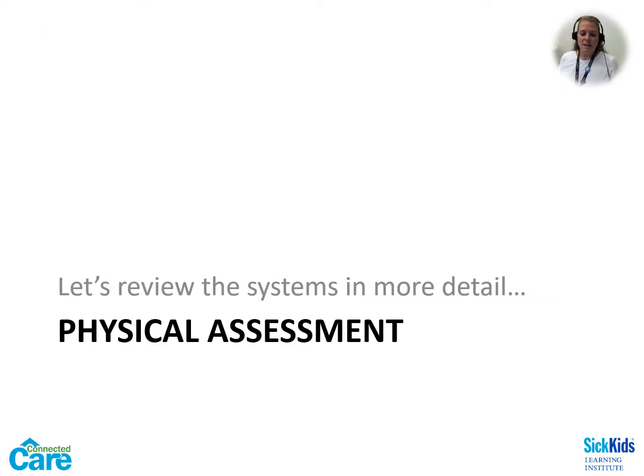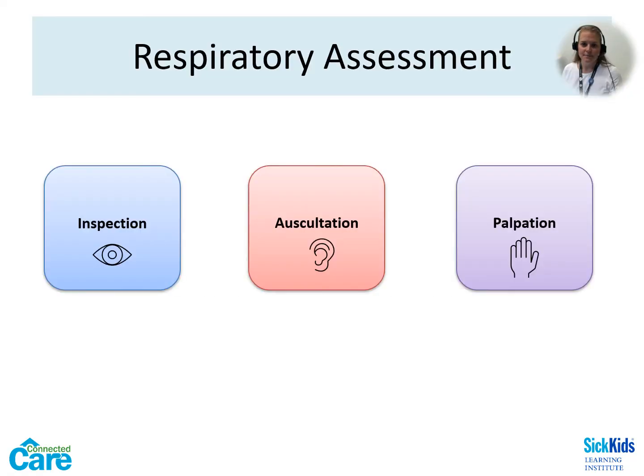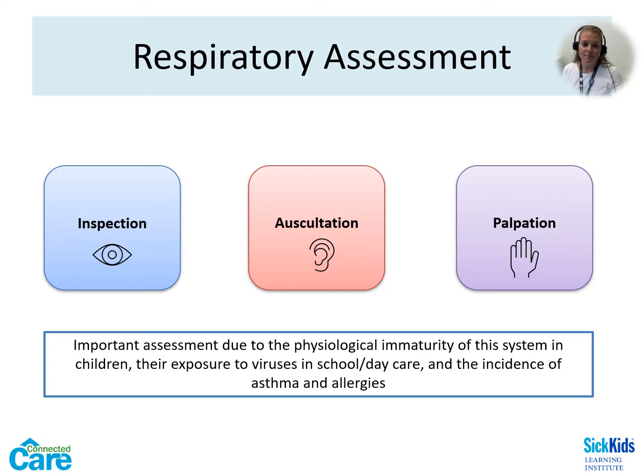Now that we've looked at ways to complete a rapid assessment of a pediatric patient, let's take a moment to look at ways that we can complete a thorough assessment of all systems. Let's start with the respiratory system. This is an important assessment in pediatrics due to the physiological immaturities of the respiratory system, their exposure to viruses in different settings, and the incidence of asthma and allergies in children. The 3 main methods for assessment are inspection, auscultation, and palpation.